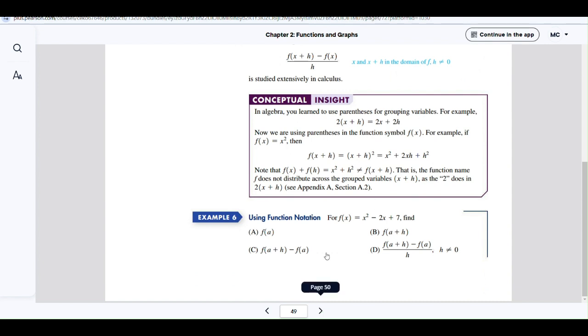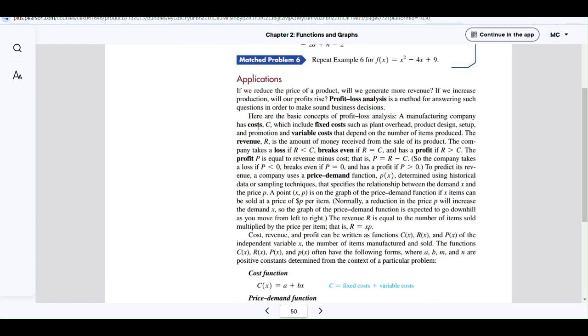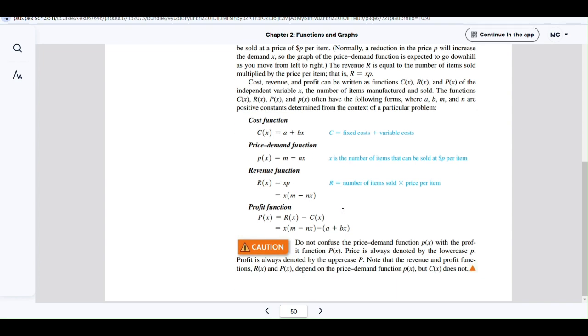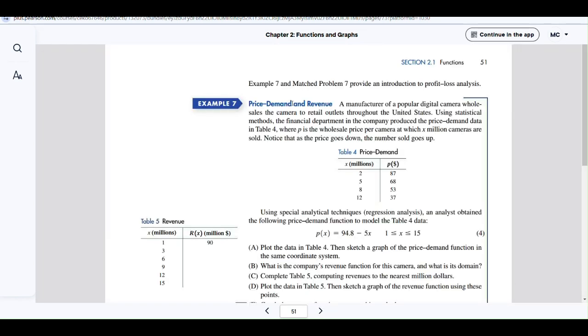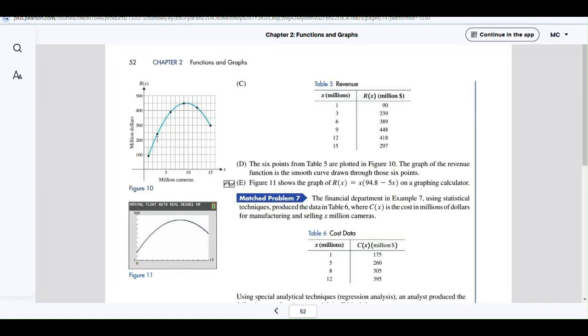And moving on, function notation, f of x, plug it in, f of a plus h, and so forth. Applications for profit and loss analysis: fixed cost, variable cost, revenue, break-even points, profit, price demand, cost function. We may need these functions, but I'm going to typically just view an example to get them. Our cost function is a plus bx, which looks like it's linear. Price demand is linear. Revenue function, linear. Profit function. So if we need those, we know exactly where to come and get them. Price demand revenue, just an example, plugging in. Cool. Nothing too intimidating. Graph it.